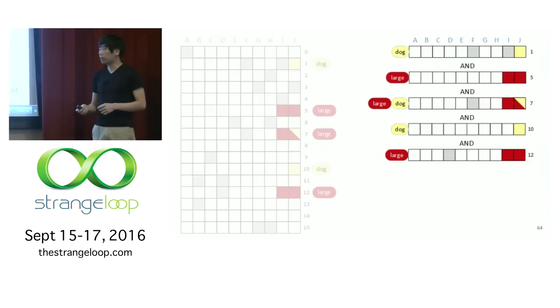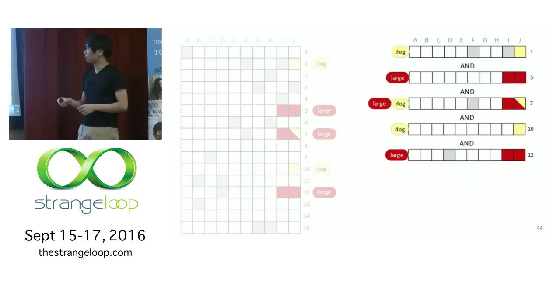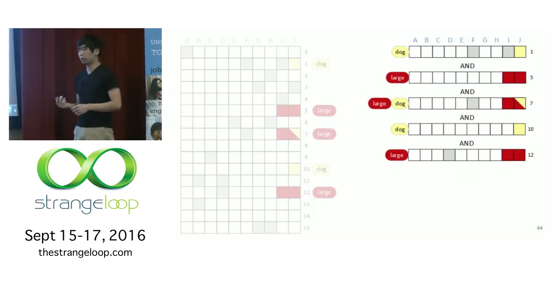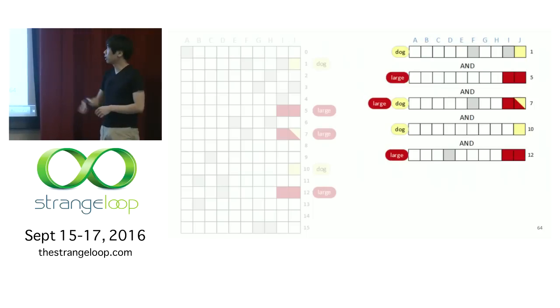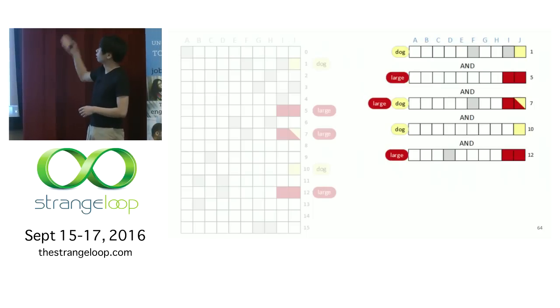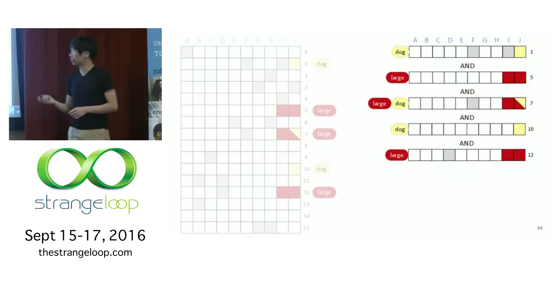So if we want to do the query, which of these documents contains the terms large and dog, we only care about the rows, that is, the bits that are associated with these terms. The other rows are irrelevant. So we'll end up doing this operation on the right, where we take the AND of these 5 rows: 1, 5, 7, 10, and 12, because these are associated with these 2 terms.